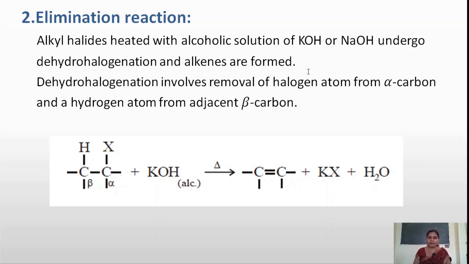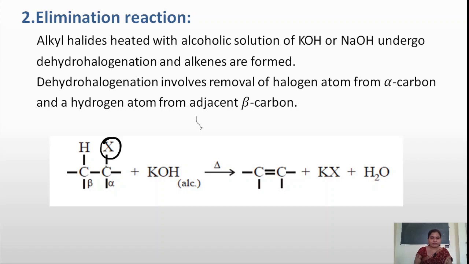Now you have to remember about the alpha carbon and the beta carbon. In any alkyl halide, the alpha carbon is the one to which the halogen is attached. Here I take an example. In this example this is the carbon, and to this carbon the halogen is attached. So this carbon is known as the alpha carbon because the halogen is directly attached to it.